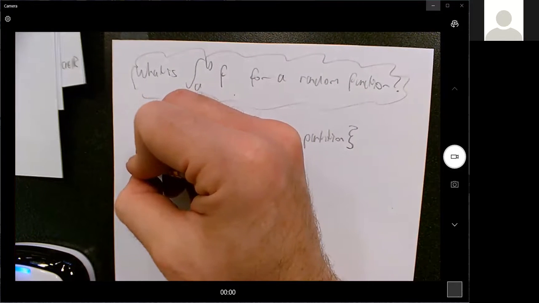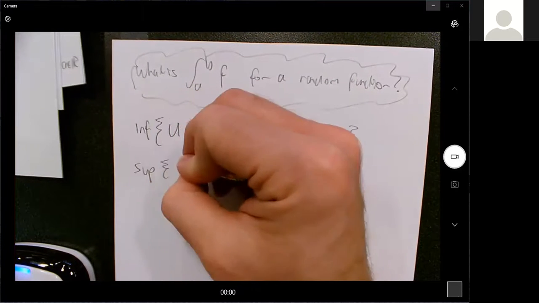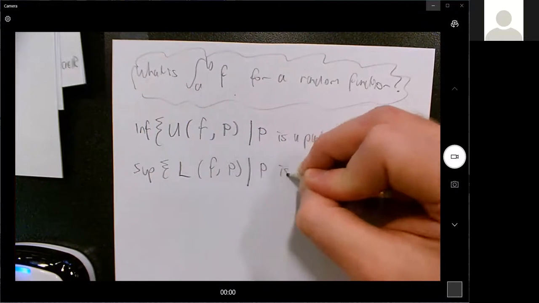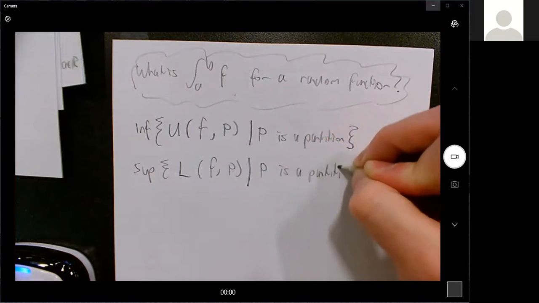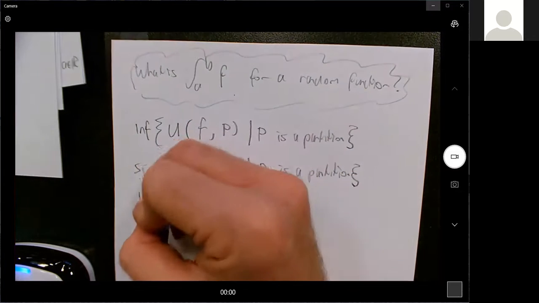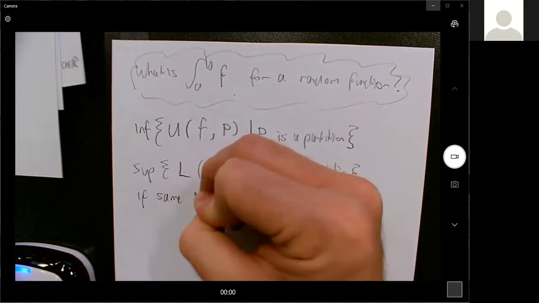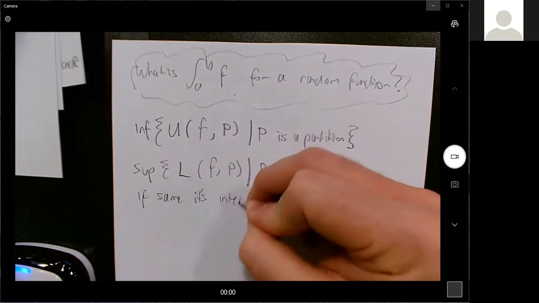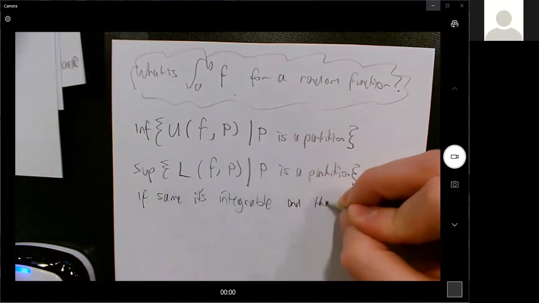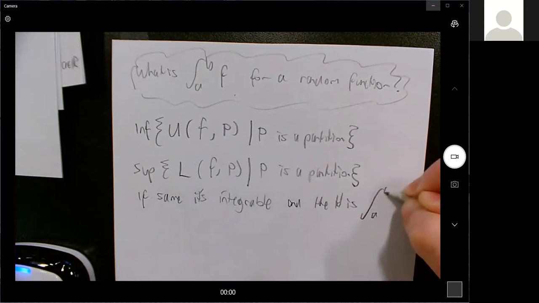And we've got the supremum of all the lower sums of f of P given that P is a partition. And if those two numbers are the same, then it's integrable, and whatever number they both are is the integral. Is that the definition? Yeah. So if they're the same, it's integrable, and the number is the integral from a to b of f.